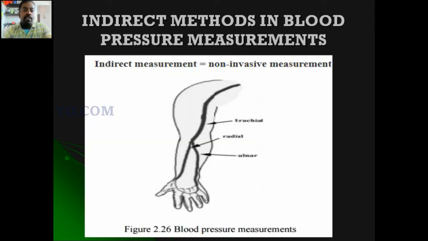Then the indirect method of blood pressure measurement. Here we are going to study the direct method and the indirect method. First we are going to see the indirect method of blood pressure measurement, which is also called non-invasive measurement. See the diagram. We have arteries in our hand, and the old doctors find the pulse by pressing this area. They are pressing the arteries.